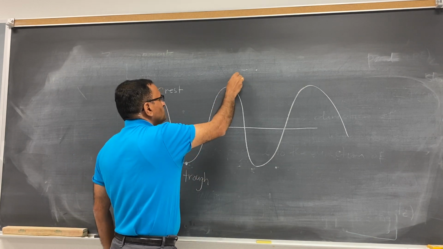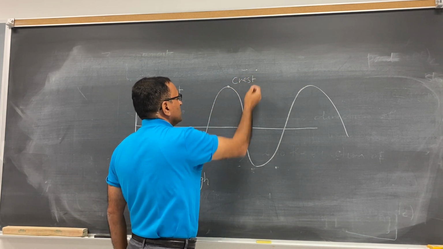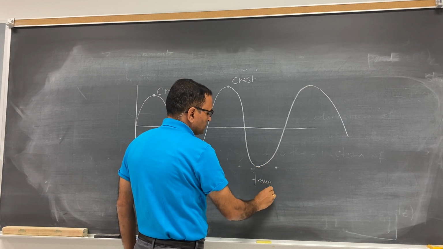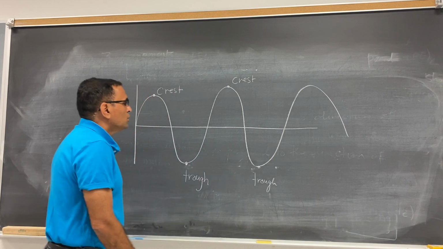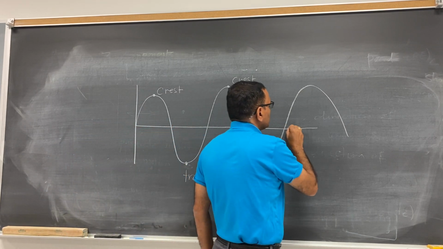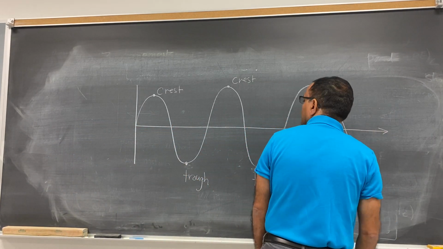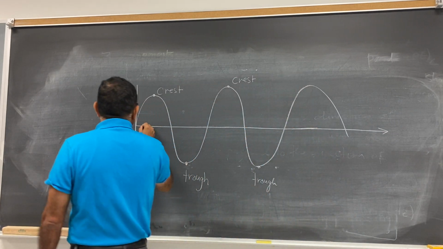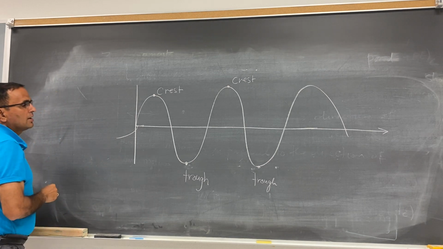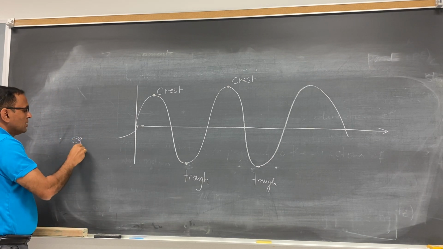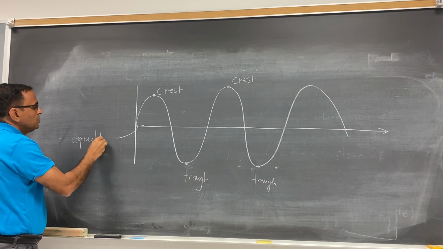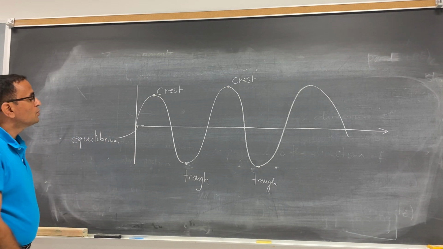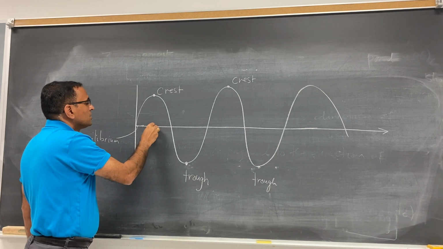This is crest, and this is trough. And what is this line? This is the wave propagation direction, and this line here, the horizontal line, this line is like an equilibrium line, mean position, equilibrium line, okay?